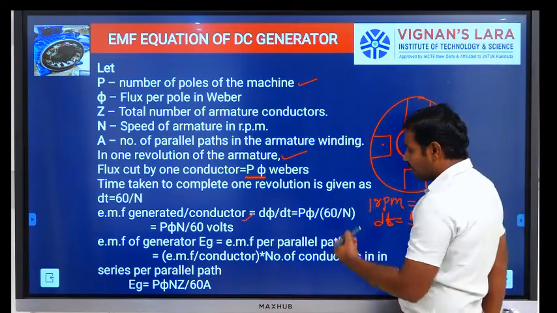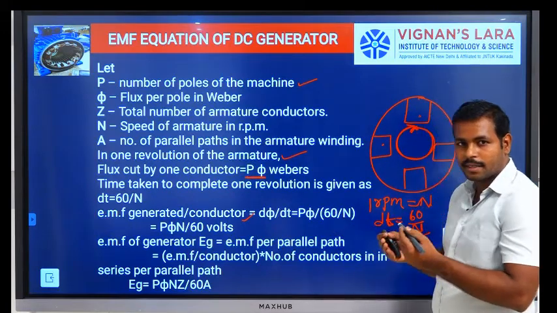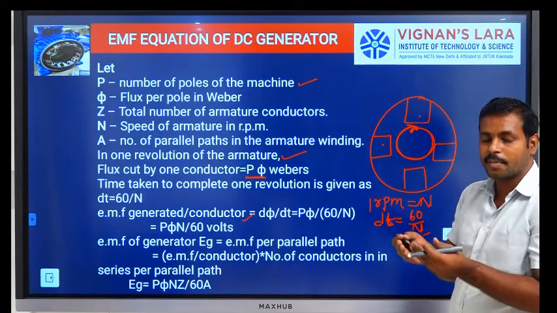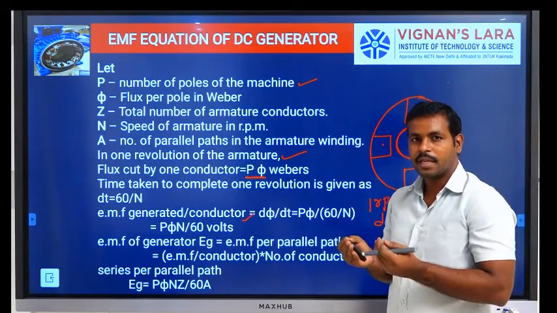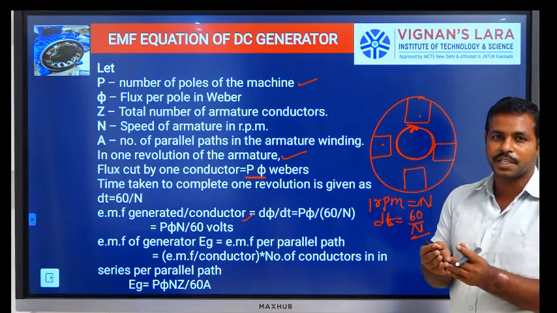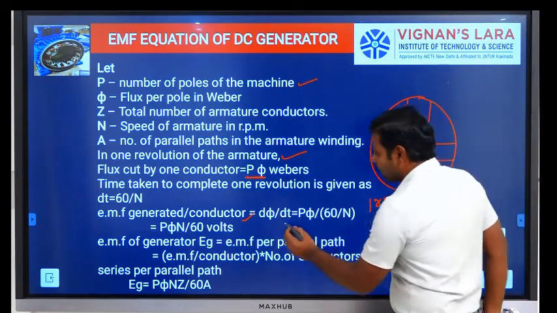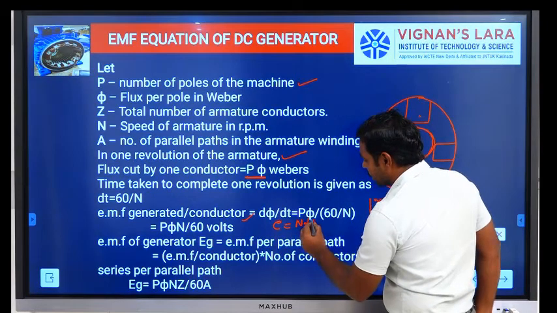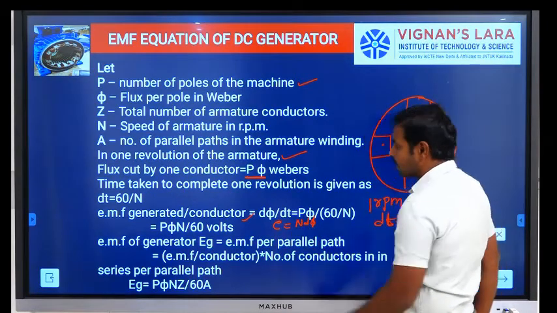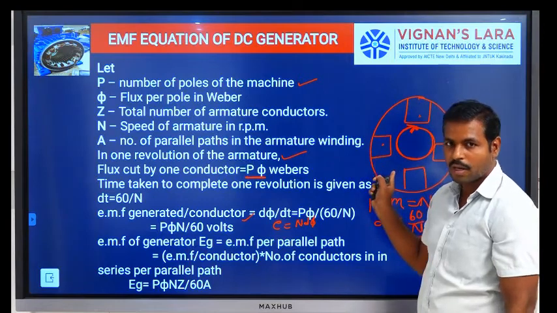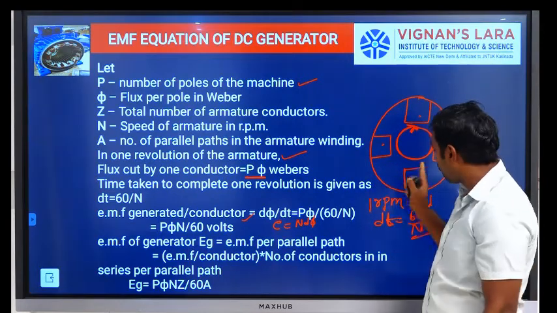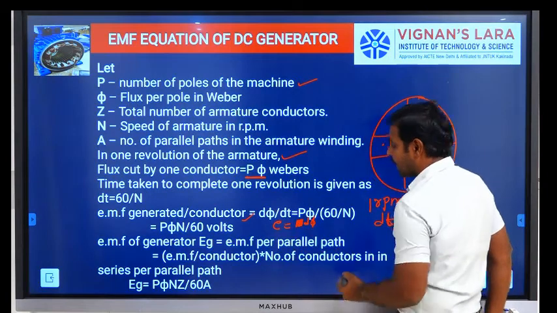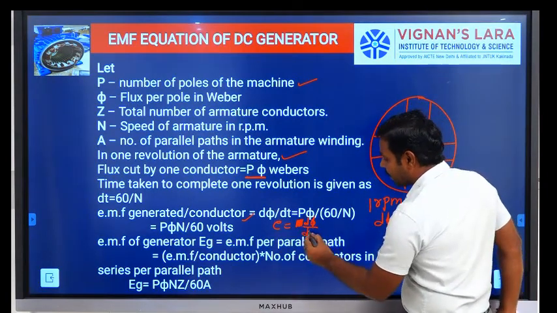From Faraday's first law, whenever a conductor cuts a magnetic field, it induces an EMF. The second law states that the magnitude of induced EMF is directly proportional to the rate of change of flux linkages. So E is equal to N into d phi by dt. But here, since we are considering a one-turn coil or one conductor, the number of turns N is neglected. So E is equal to d phi by dt.